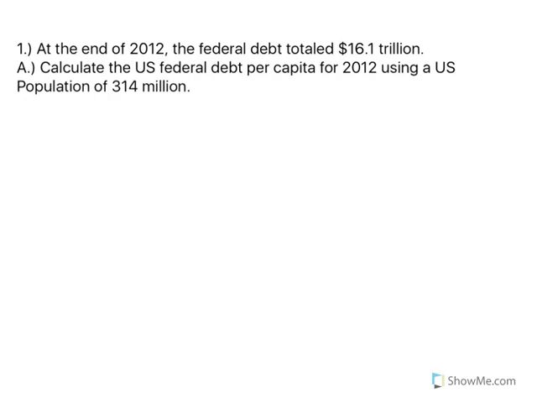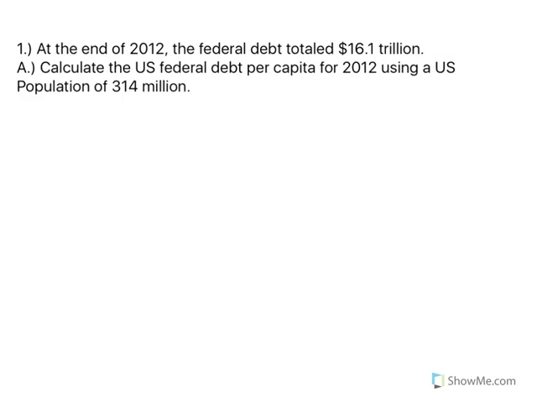Welcome to some practice problems regarding the federal debt per capita and the Consumer Price Index, the CPI. So first we're going to start here, number one, always a good place to start. At the end of 2012, the federal debt totaled $16.1 trillion. That's a little bit of money.